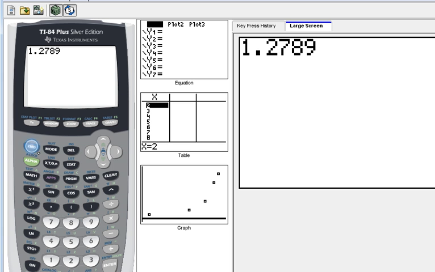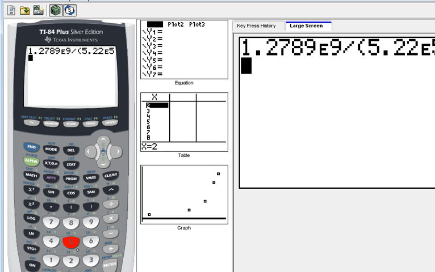1.2789 times 10 to the ninth divided by, I'm going to put this in parentheses now, 5.22 times 10 to the, so that's second comma, times 10 to the fifth. And I'm going to close that, and hit enter. And I should get 2,450, which I did when I did mine. Okay? So that's what that should look like. Make sure you put that bottom number in parentheses when you're doing that, just to be safe. I'm not sure if you have to, but it's never going to hurt.